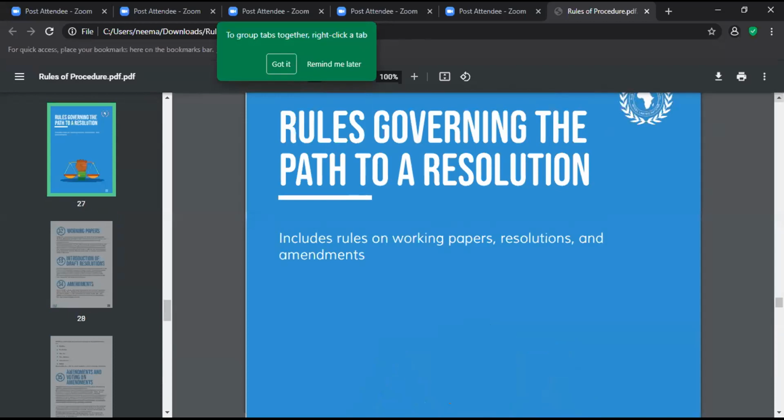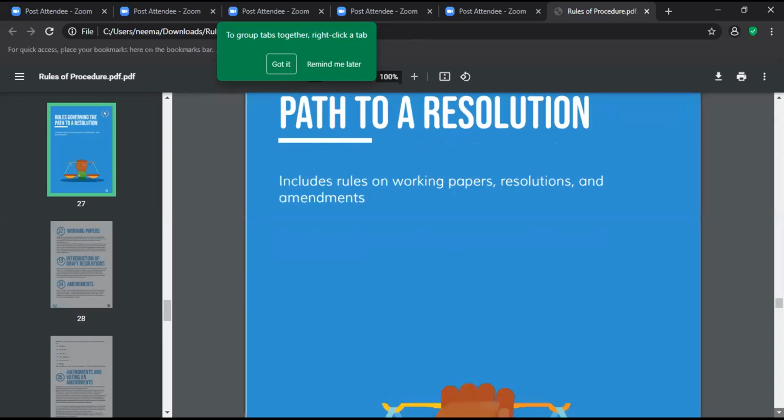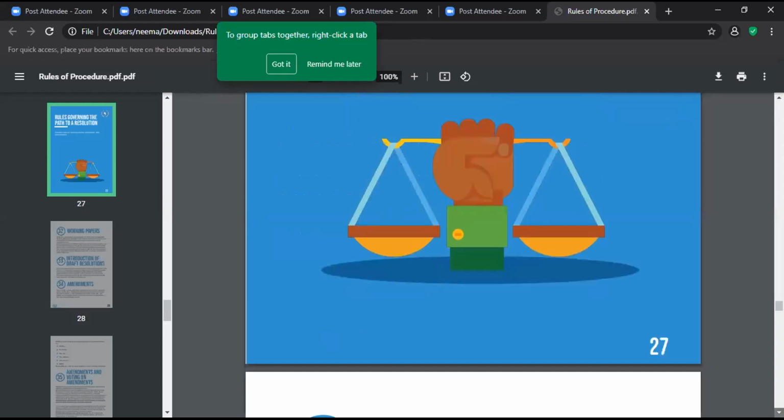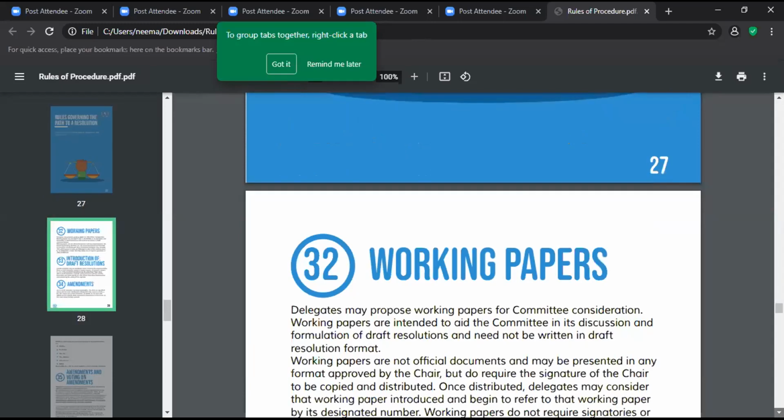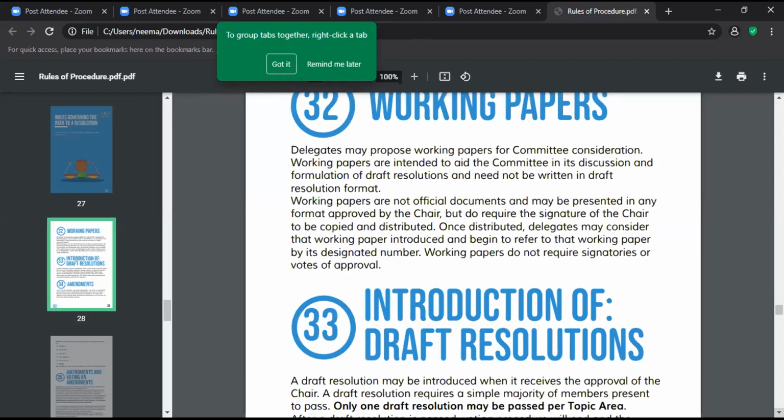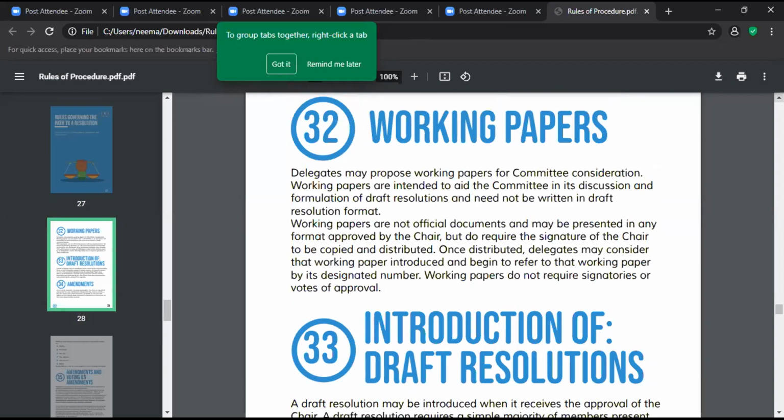Okay. Rules governing the resolution. It includes the working paper, the resolution, and amendments. I'm going to start with the working paper. The working paper is intended to help the committee in its discussion and formulation of a draft resolution.